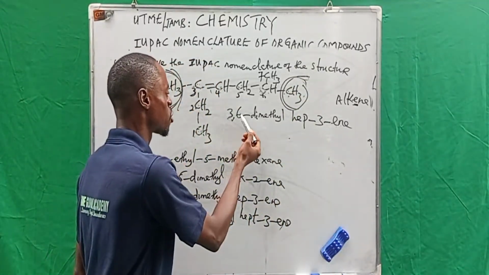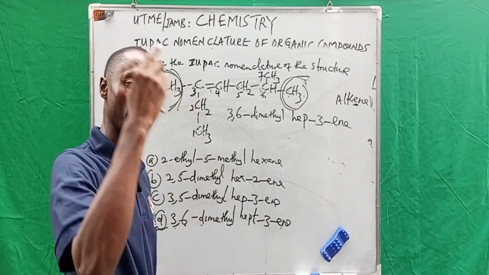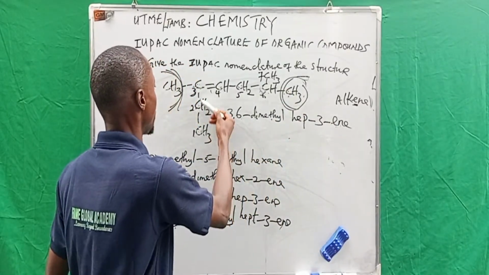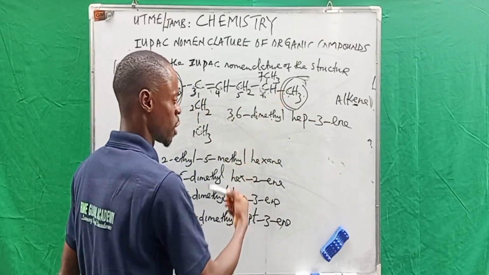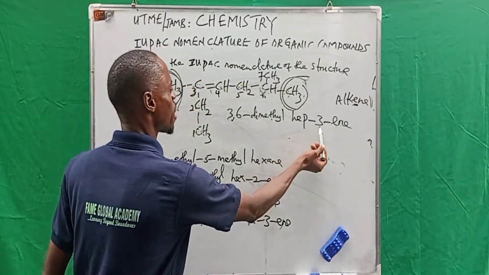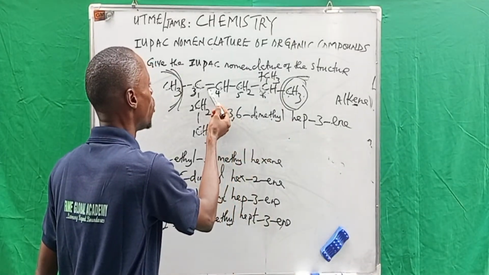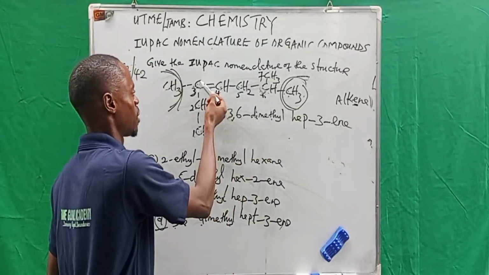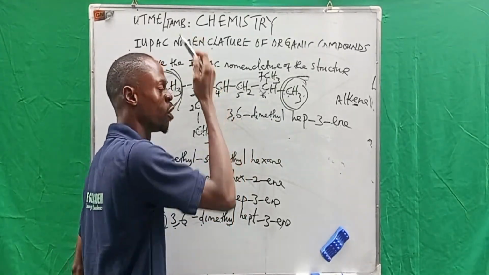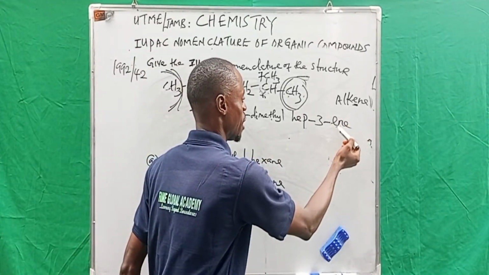So you say 3,6, showing us the position of the methyl. And because it appeared twice, you make use of the prefix di-methyl. Then the longest carbon chain, as we have traced it, is hept. Are you with me? 7 carbon atoms. Then this 3 is showing us the position where the double bond functional group is located, which is carbon atom 3. Then of course, the family that has double bond as their functional group is the alkene family, and that's why the ending will end with E.